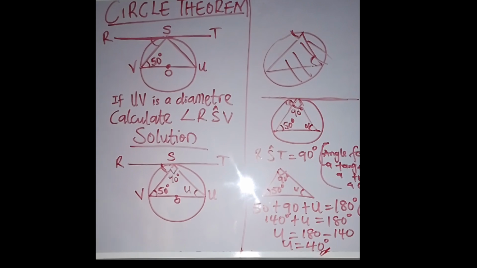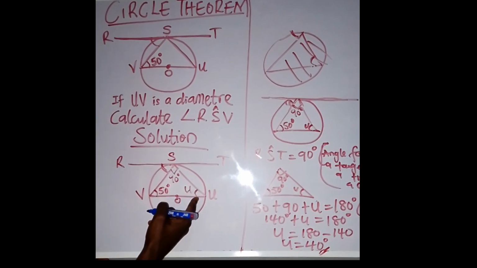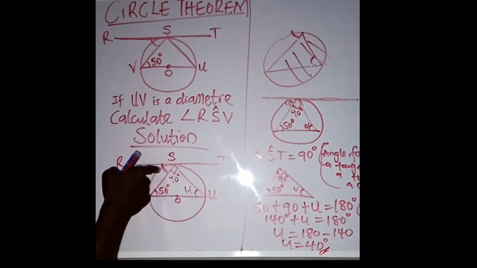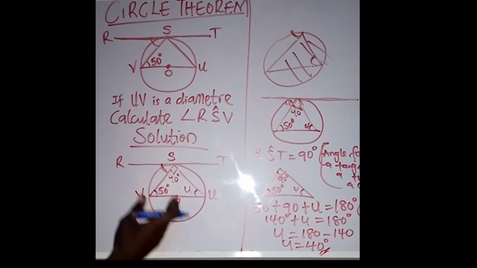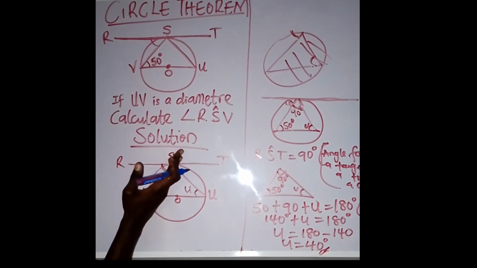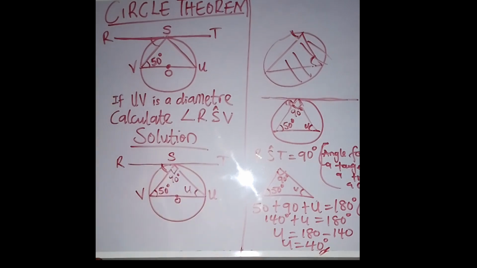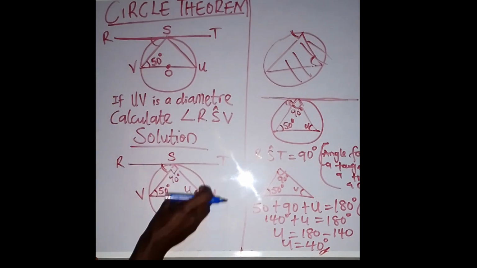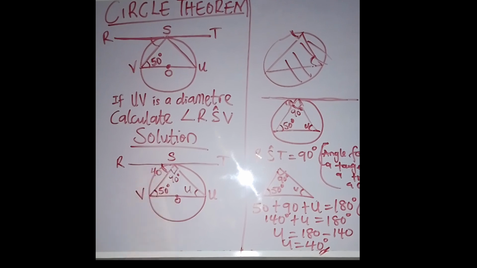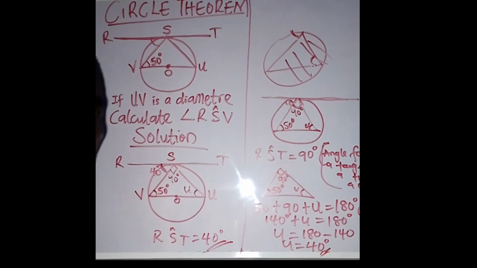Now remember I said any angle formed in this part is the same thing as the angle from here. Why? Because the angle formed in a minor segment is equal to the angle formed in a major segment of a circle. So that means this part is 40 degrees. This part is 40 degrees. So therefore my RST is equal to 40 degrees.